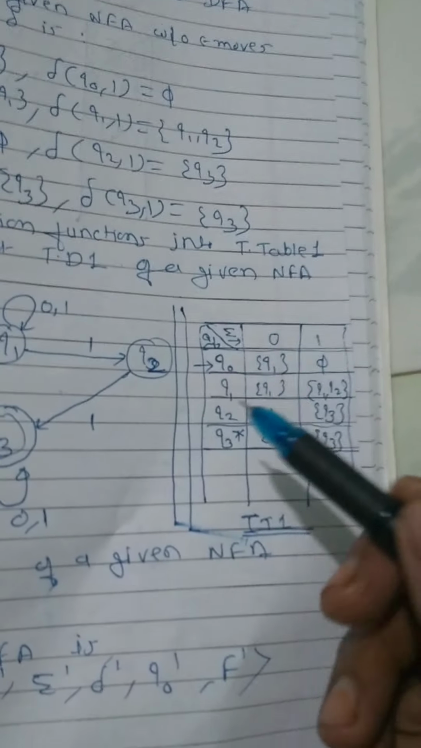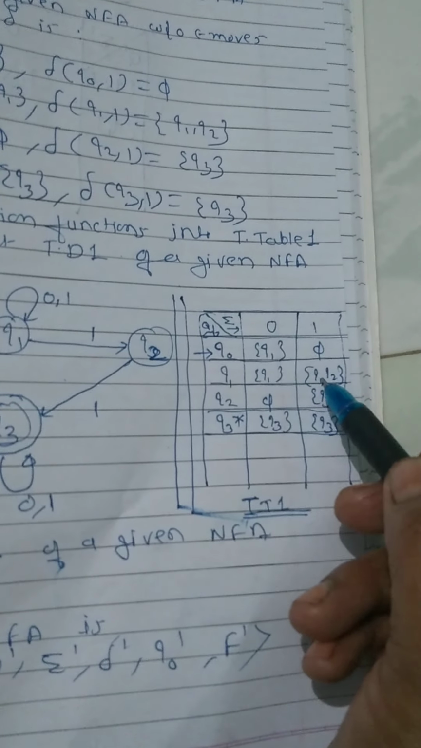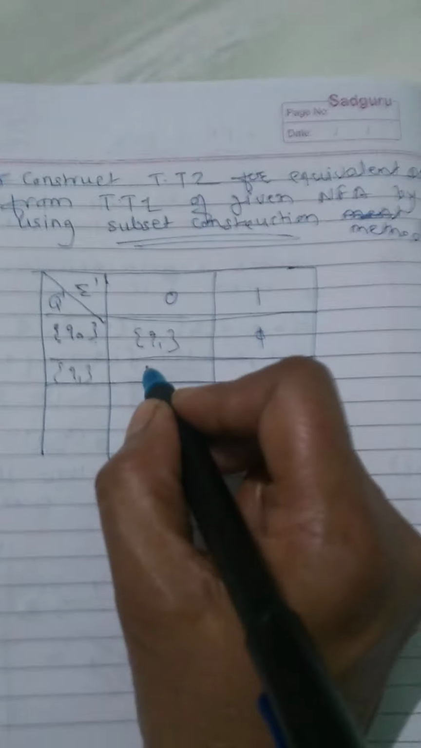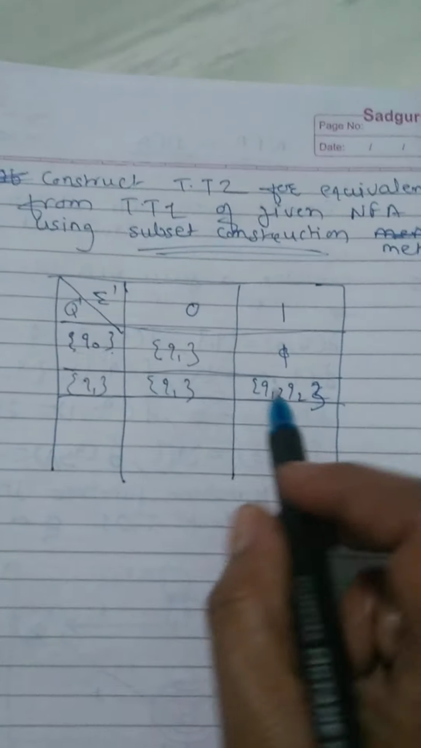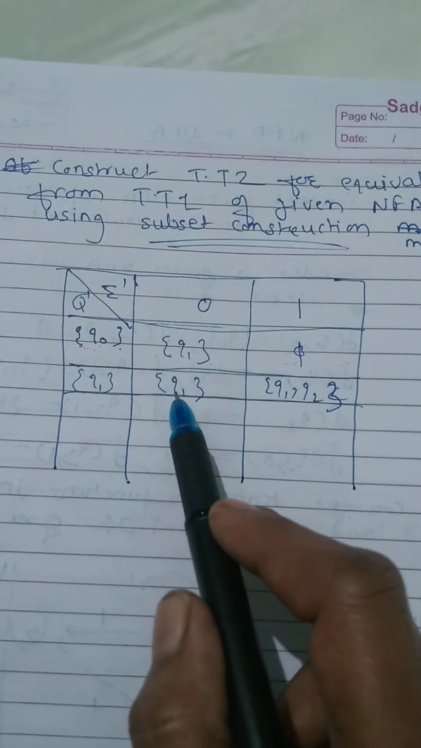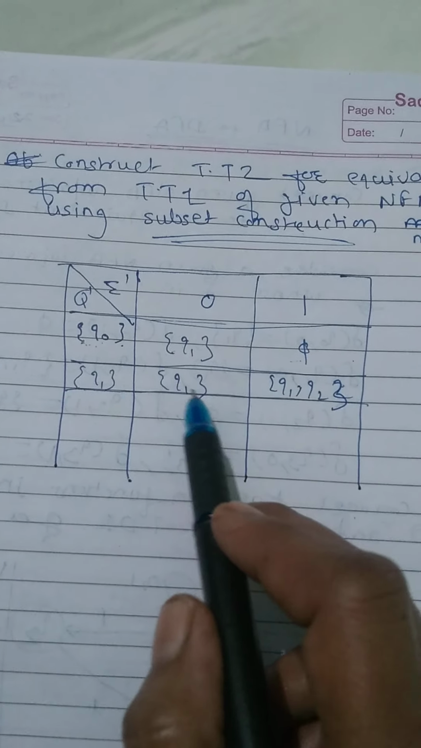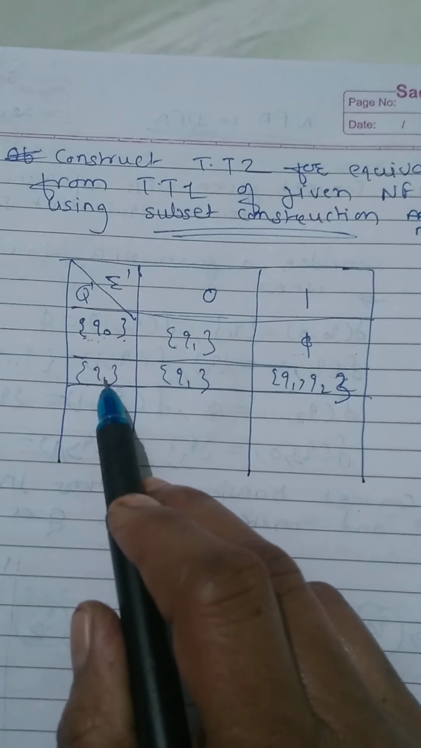Let's see in the previous table. What is in the previous table for Q1? The next state is Q1 as well as Q1, Q2. So just copy this: Q1, Q2. Now for the Q1 subset we added two new subsets, this one and this one. But out of these two, Q1 is already considered, so there is no need to repeat it.